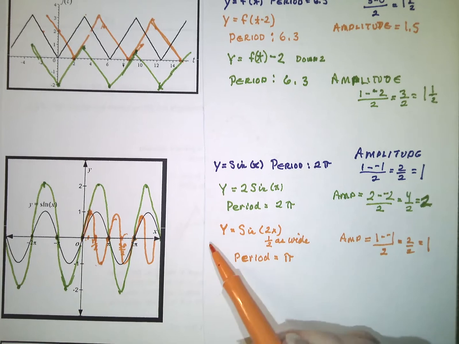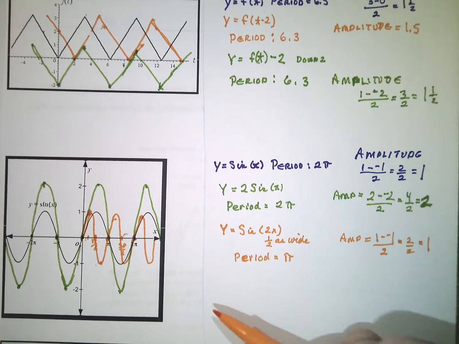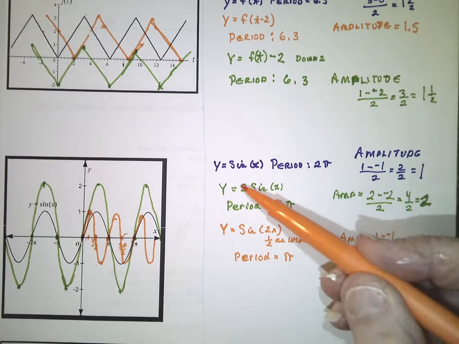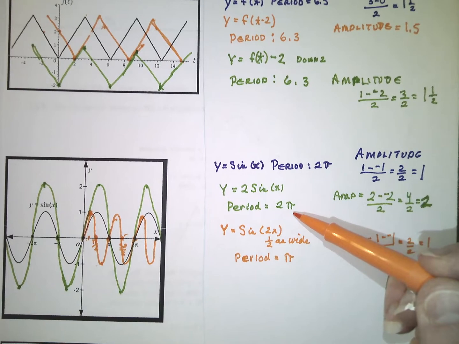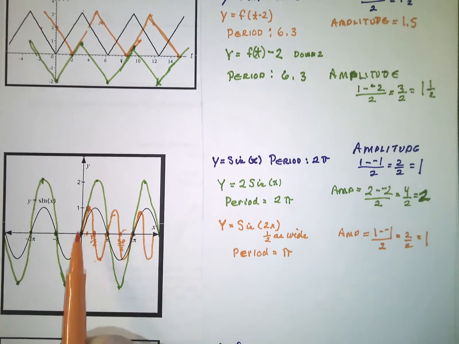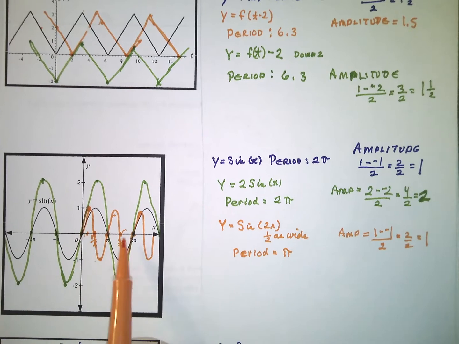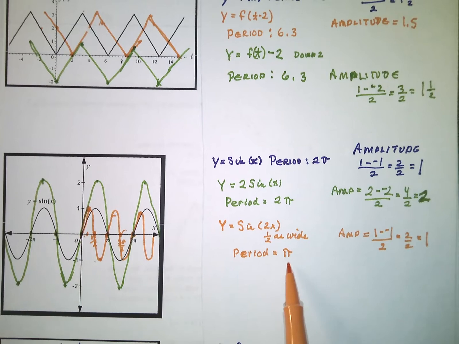So applying the vertical stretches, the dilations, if we multiply 2 times the y, it does not affect the period, but it does affect the amplitude. If we do stretches and shrinks on the x's, it affects the period, but it does not affect the amplitude.